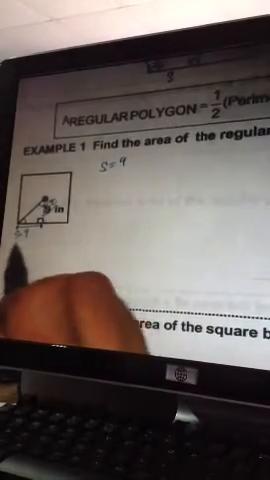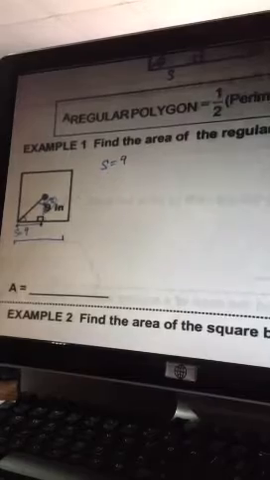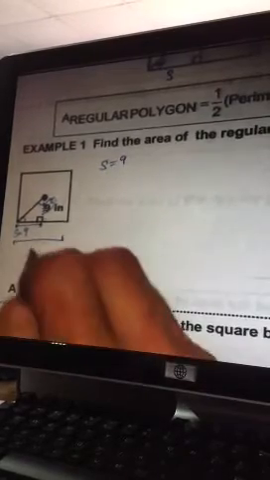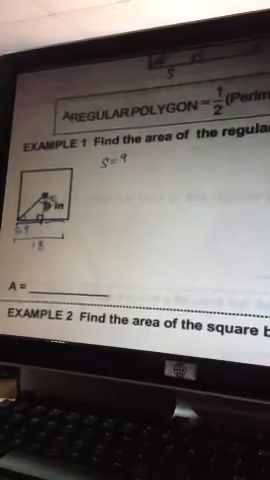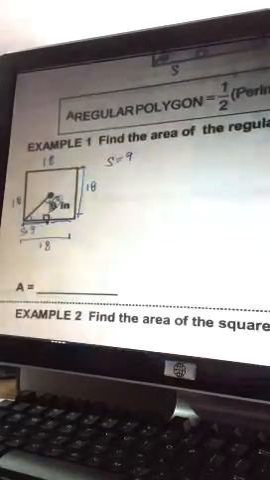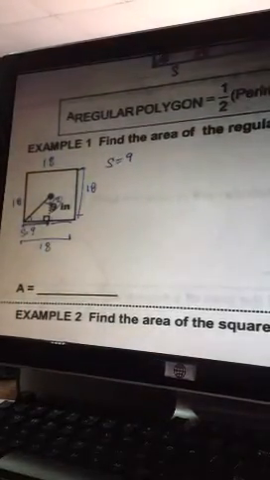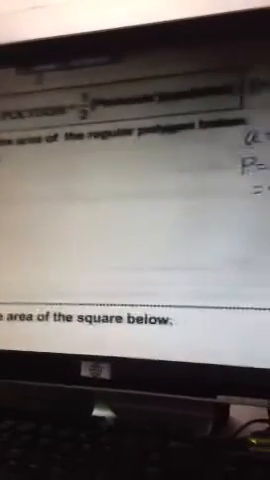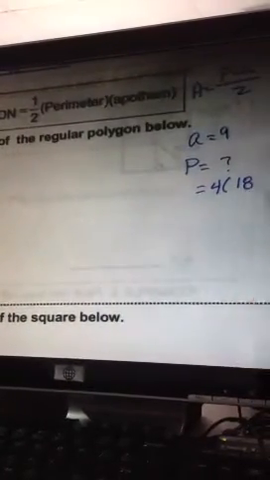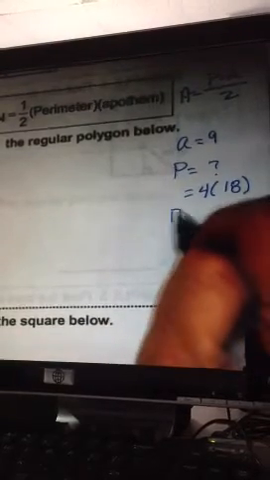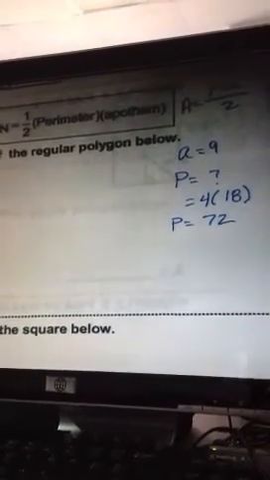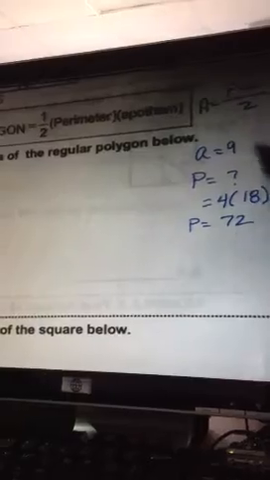Now, what is the total distance of that side going to be? 18, because that is half, that's the other half. 9 plus 9 is 18. So the total side here, 18, 18, 18, 18. Since there's 4, I can say 4 times 18. And 4 times 18, if you use your calculator, what do you get? 72. All right, so now I have my perimeter, I have my apothem.